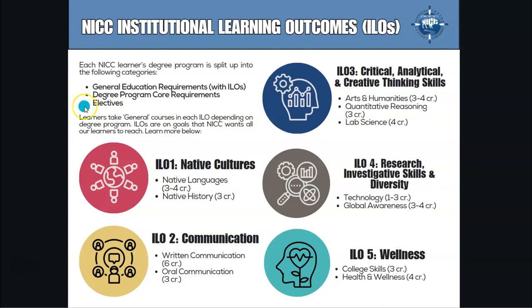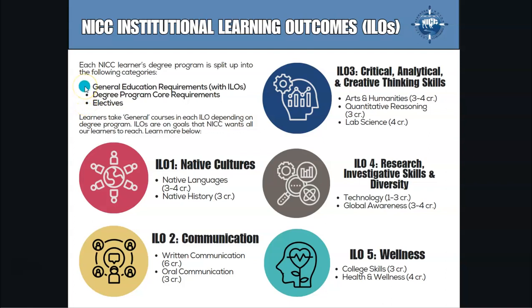The last one is your electives. Your electives are the courses that are going to be of your choice within a certain area or based on your interest. In other words, general education classes, a little mix of unique courses, degree program core requirements, which are going to be specific courses in your area of study, and electives, certain ones that you may have a choice on in your area of study, along with some interest mixed in as well.